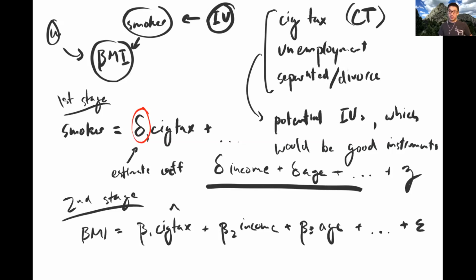Alan, can I ask you a question? Yeah. So in your second stage model, BMI is equal to beta 1 of cigarette tax. Oh, whoops. Sorry. Wait. This should be like this.